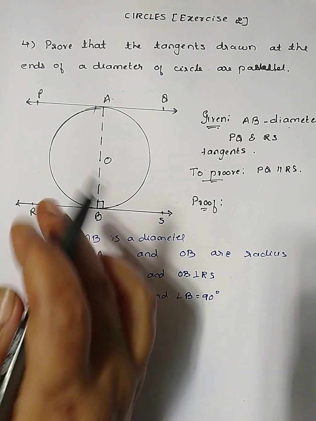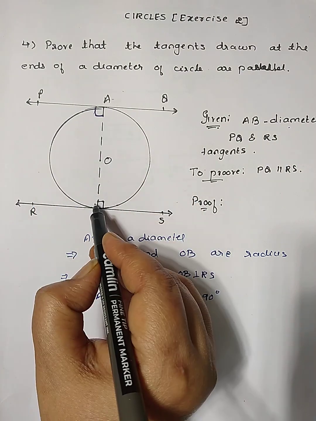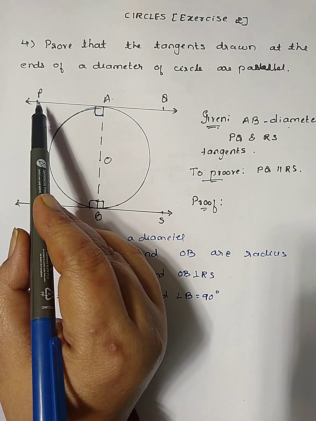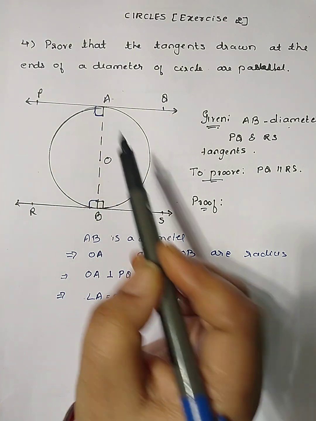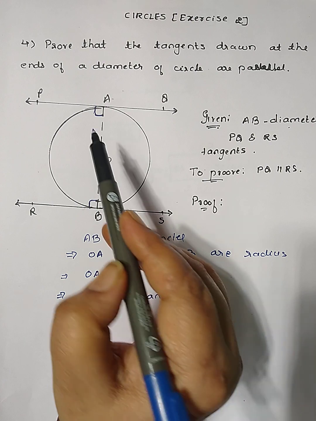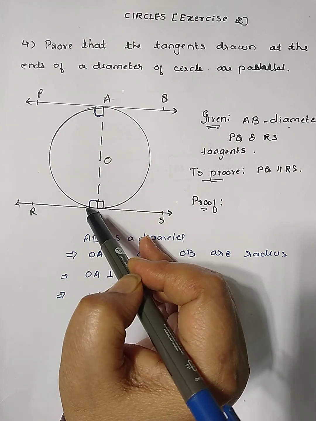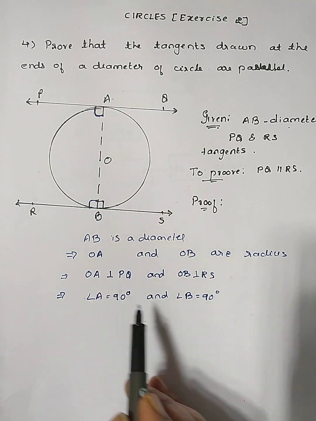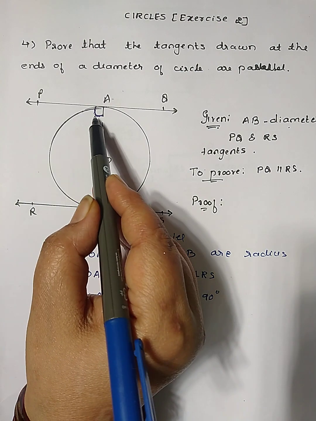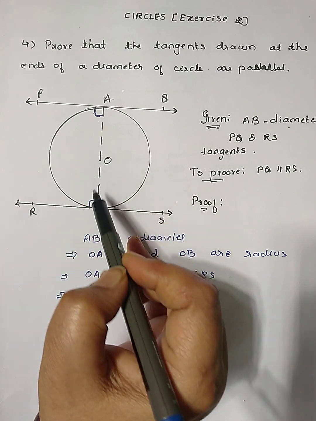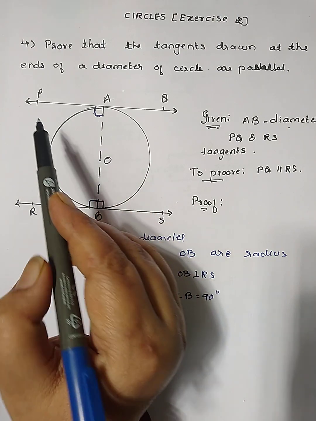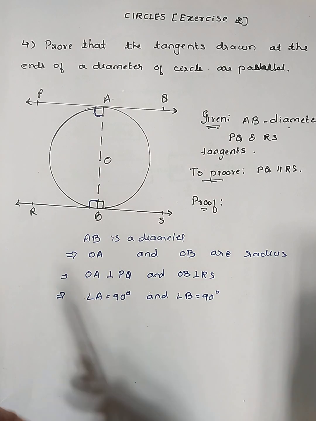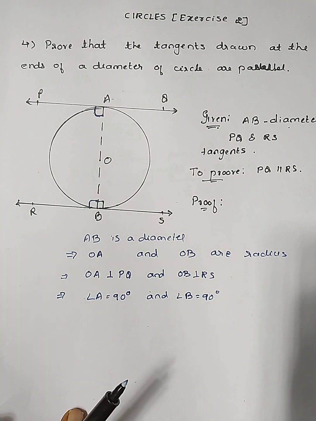When these two angles are 90 degrees, we observe in the figure that PQ and RS are the lines and AB becomes the transversal. Then angle A and angle B become the interior angles. So the sum of interior angles, that is 90 plus 90, is 180. When the sum of interior angles is equal to 180, then automatically PQ is parallel to RS according to the parallel lines property. That we will write.